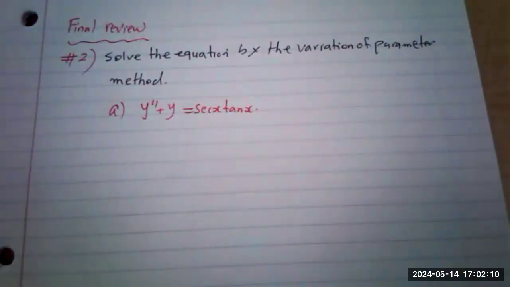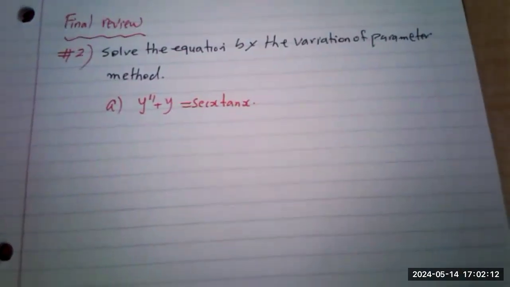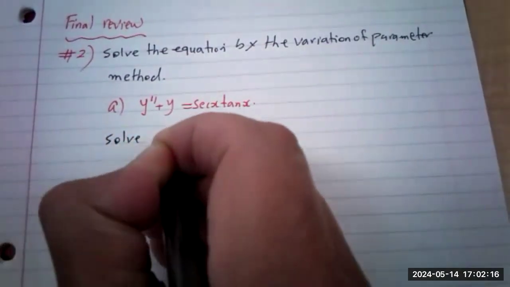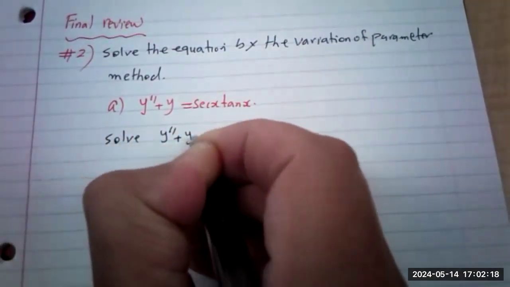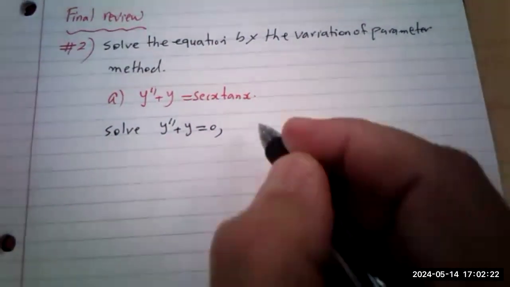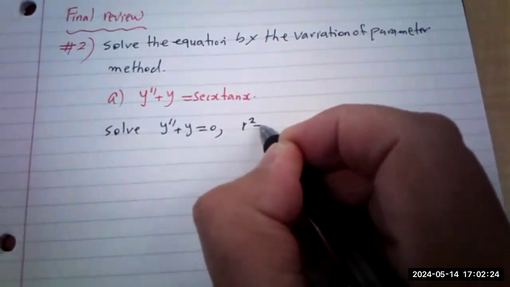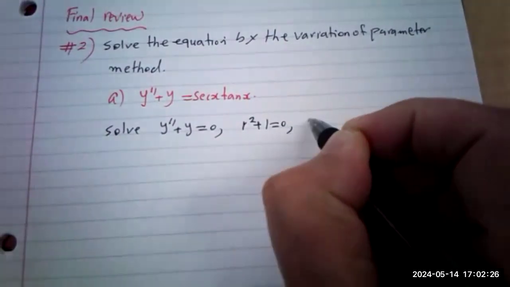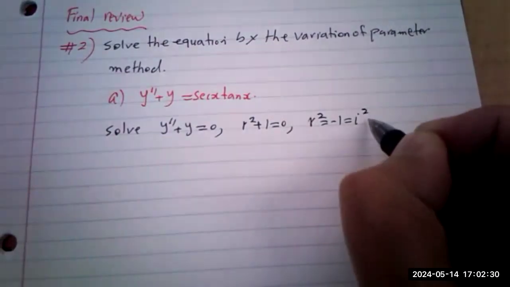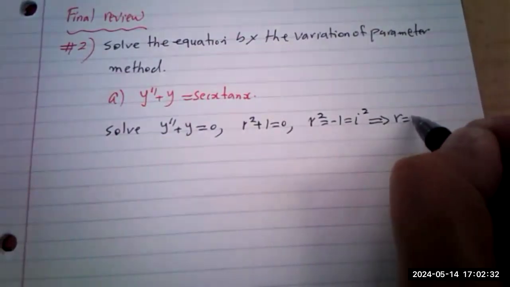Okay, remember we have to solve the homogeneous one first. So we are going to solve y double prime plus y equal to 0. So the characteristic equation is going to be r squared plus 1 equal to 0. So r squared equal to -1, we call it i squared. So r would be positive or negative i.